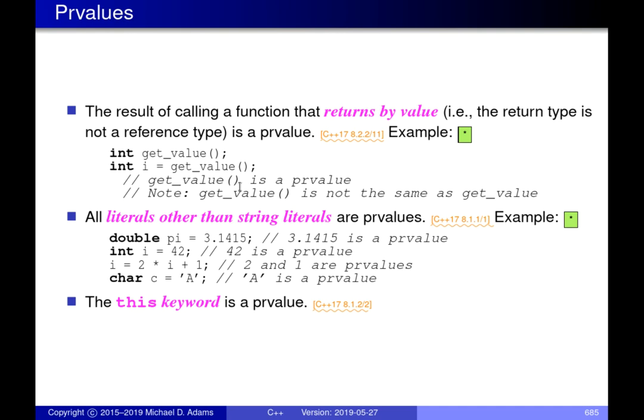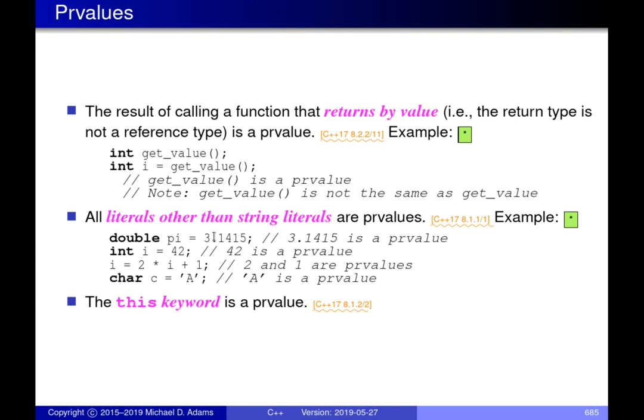Anyway, this is maybe one of the most common situations for pure R values, because there are lots of functions in your code that return by value. Basically, those expressions are all going to correspond to pure R values. Another very commonly occurring example of pure R values are literals. Any literals that are not string literals. We saw before that string literals are examples of L value expressions. Every other literal type in the language is a pure R value.